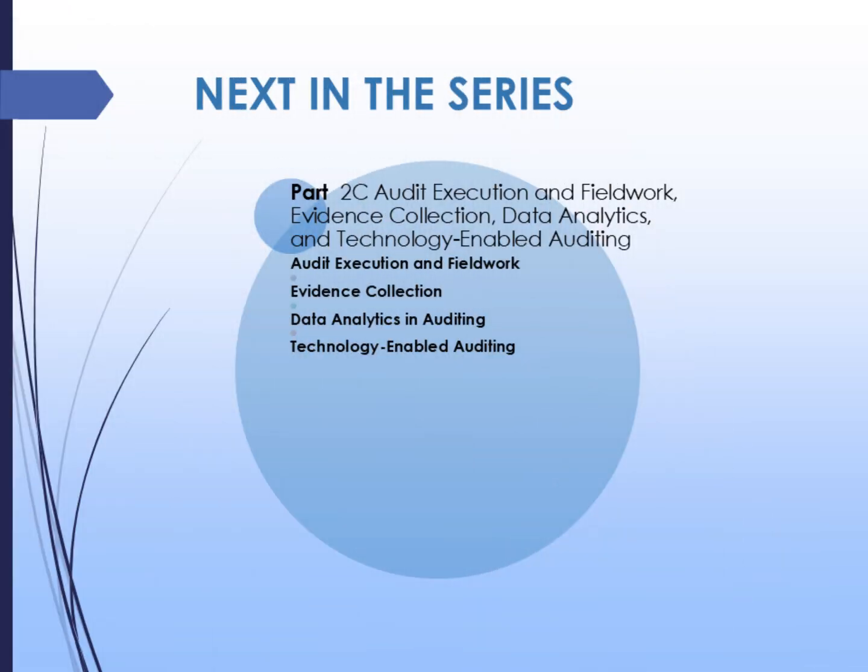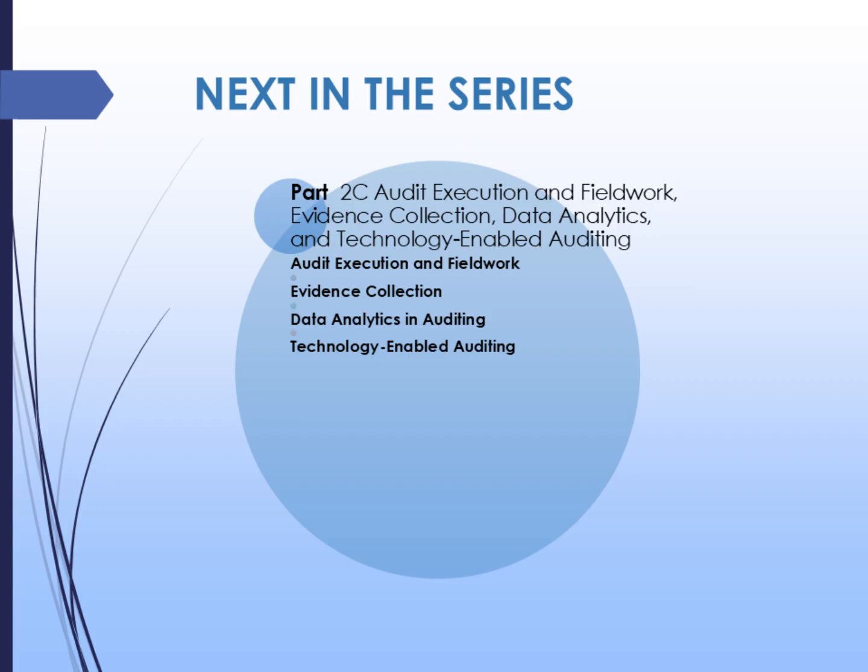In the next part of the series, we move from audit planning into audit execution and fieldwork, the stage where auditors begin performing testing, collecting evidence, and evaluating controls in practice. We will cover how auditors gather reliable and relevant evidence through interviews, observation, inspection, analytical procedures, and re-performance testing.